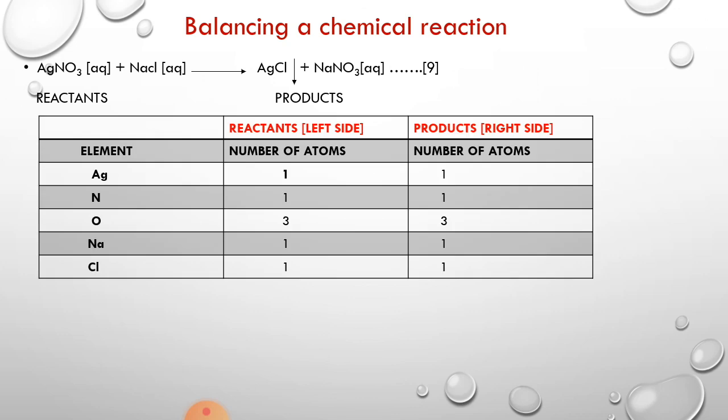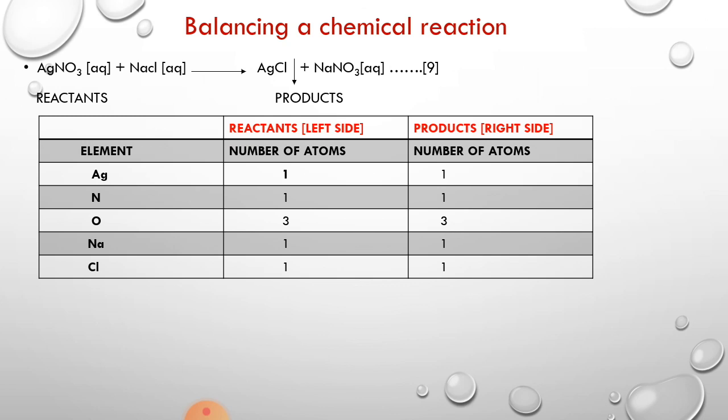Here is a table where I have written reactants, that means the left hand side, and products, the right hand side, and elements, number of atoms. What are the elements? Ag, N, O, Na and Cl. These are the elements used in the above equation. Now we are going to see the number of atoms on the right hand side and left hand side, whether they are the same or different.